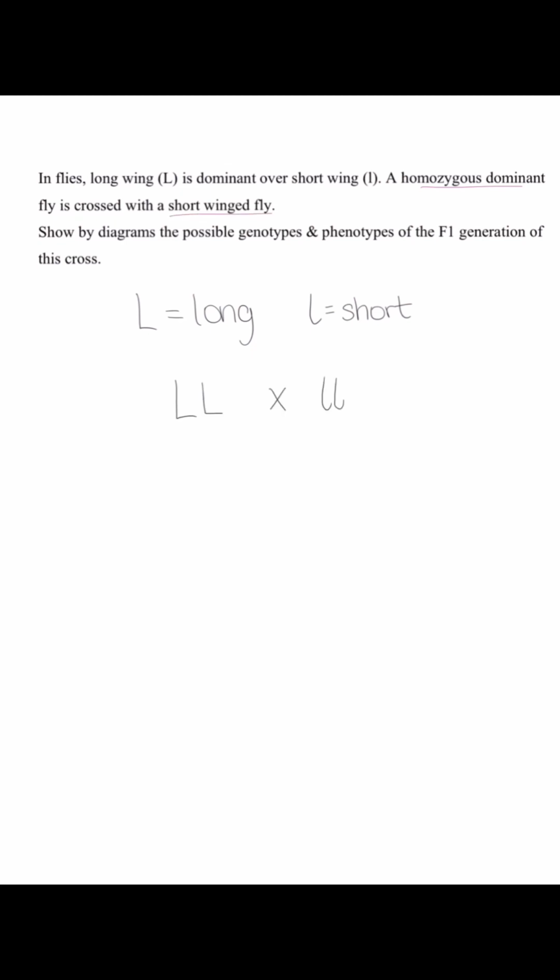Although it doesn't say it in the question, we know that for it to be short-winged, it has to have two copies of the recessive allele, so it needs to be homozygous recessive. After this we do the Punnett square. The question is looking for us to find the genotypes and phenotypes of the F1 generation. The F1 generation just means the first generation, or the offspring of it.